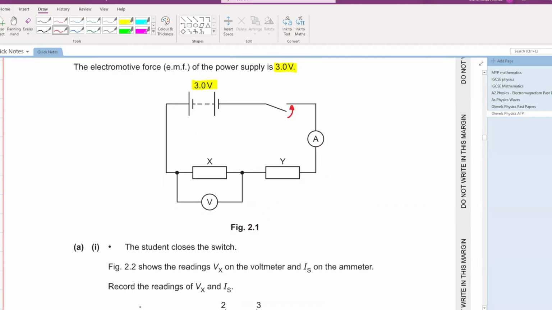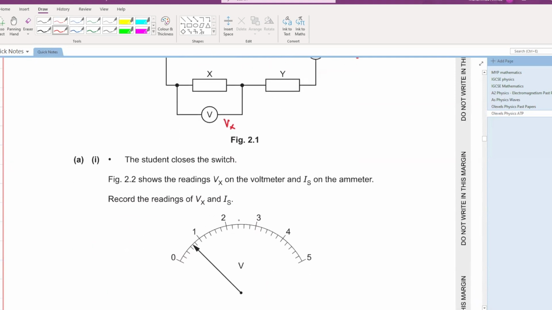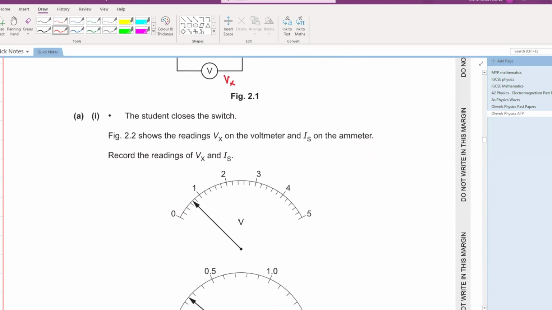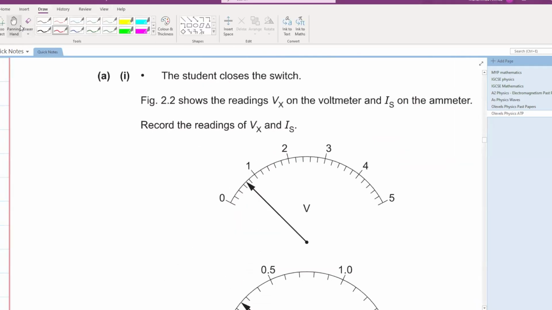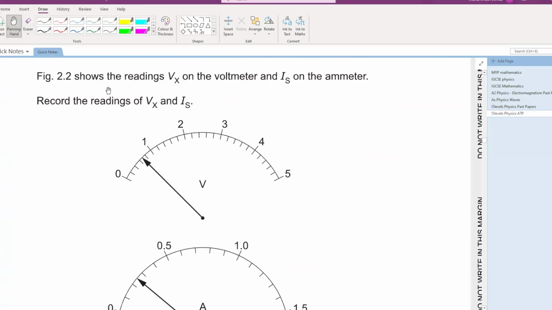Figure 2.2 shows the voltmeter reading Vx and Is on the ammeter. So we have a current reading Is on the ammeter and voltage reading Vx on the voltmeter. Record the readings of Is and Vx. So beta, what will be the voltmeter ki reading? If I zoom in here, what will be the voltmeter ki reading?